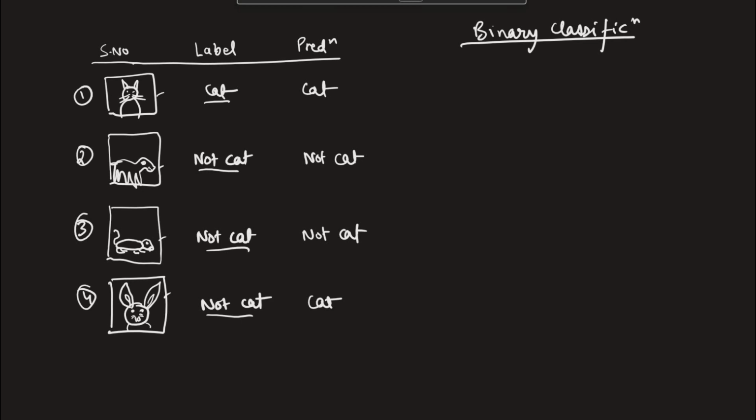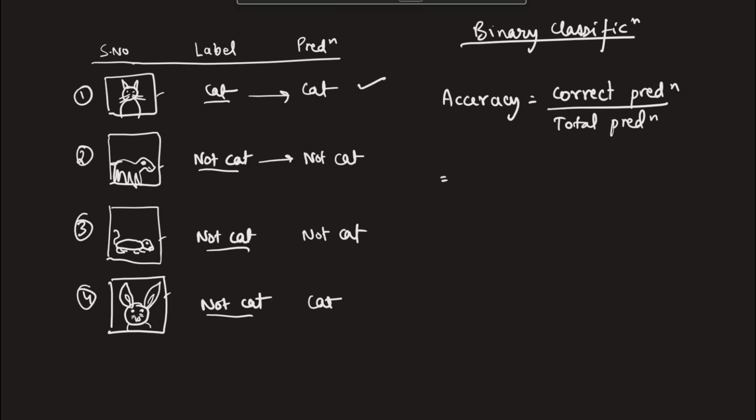We'll use the same formula. Accuracy is equal to correct predictions divided by total predictions. So in our case, the correct predictions are cat, not cat, and this one is a wrong prediction. So our accuracy will be 3 divided by total predictions, that is 4. So it will be 0.75 or 75% accuracy.